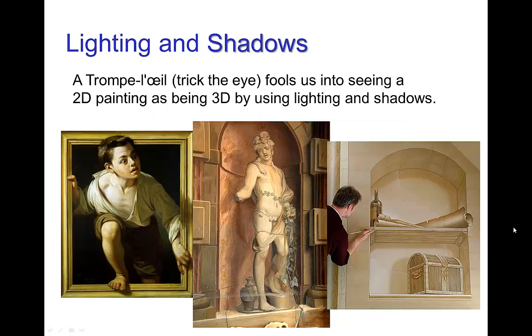Another visual cue for depth and distance is lighting and shadows. So this is commonly used in the so-called trompe l'oeil, which is the example of a painting which, by appropriate use of lighting and shadows, makes a 2D fresco, say, appear as if it is actually a 3D object.